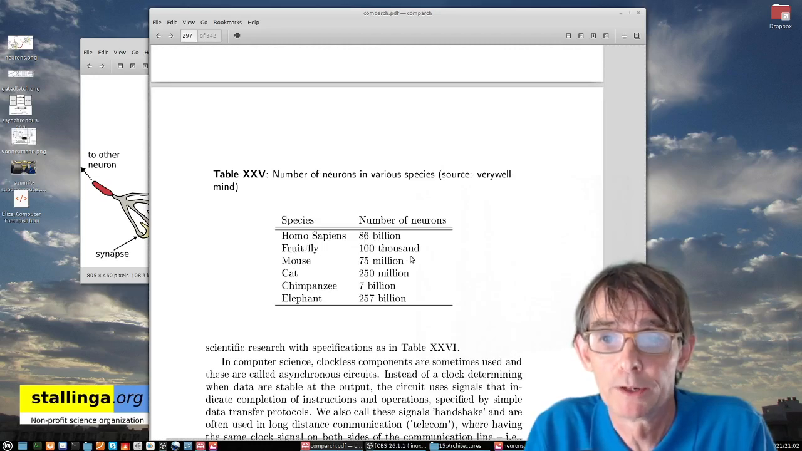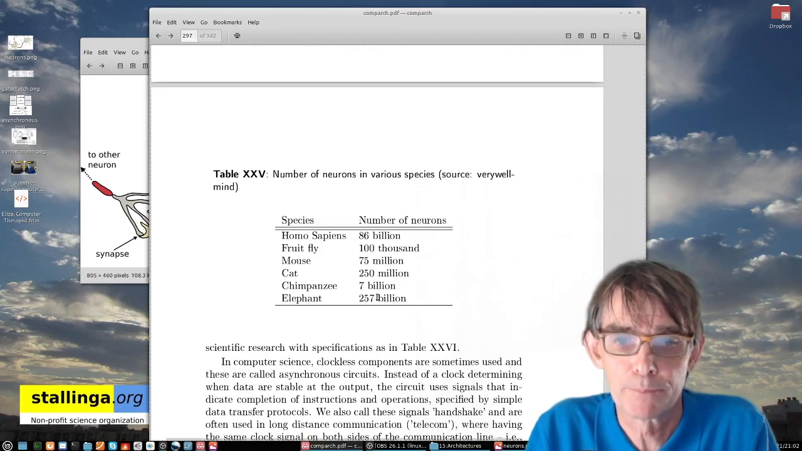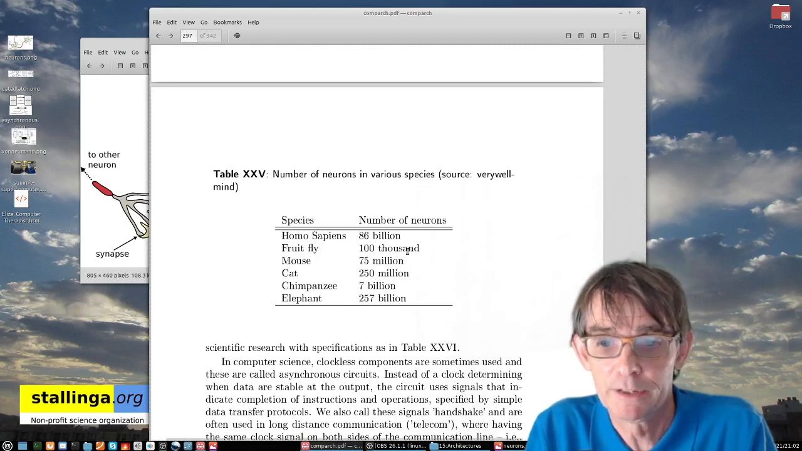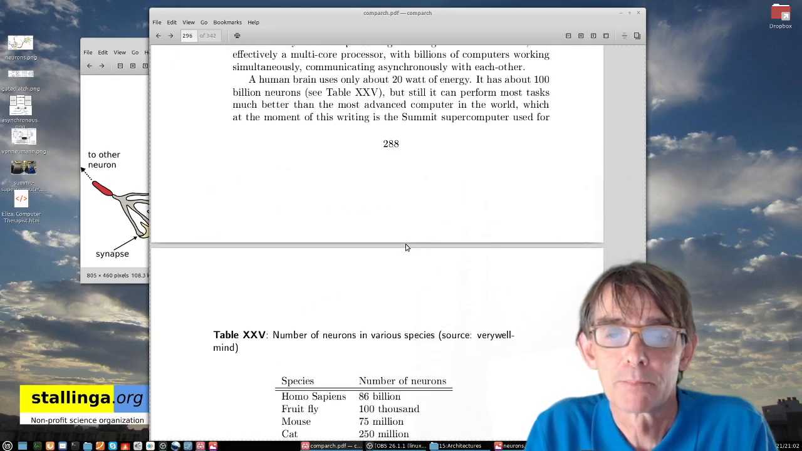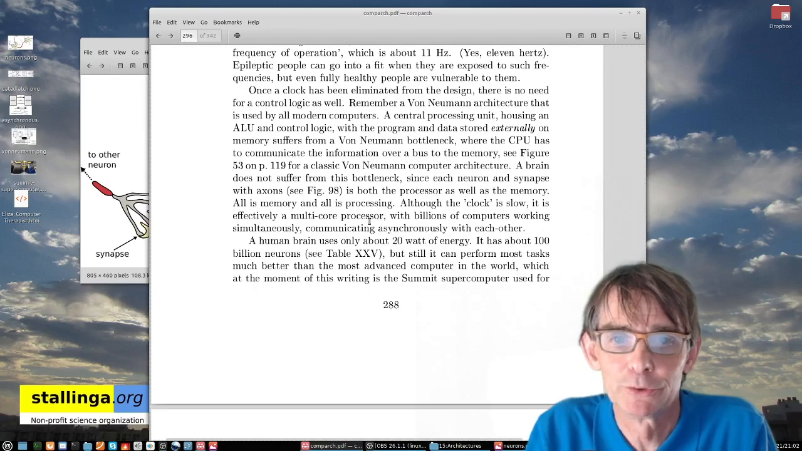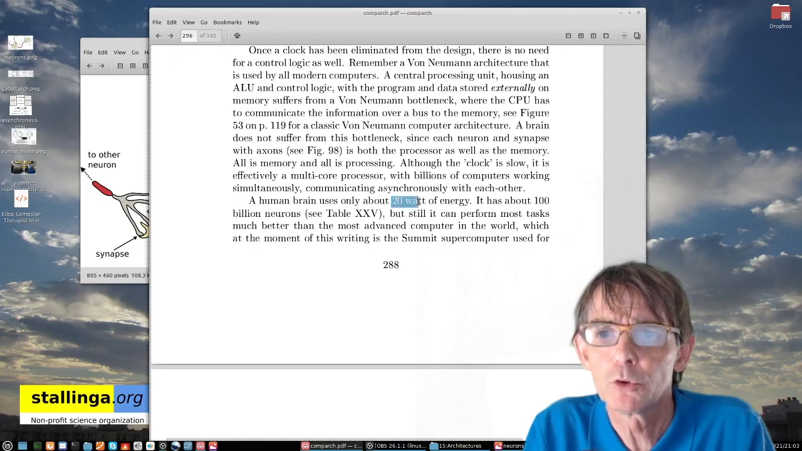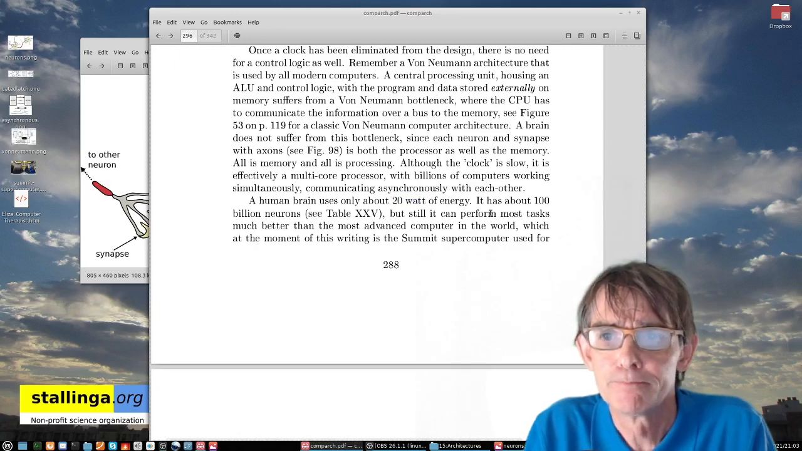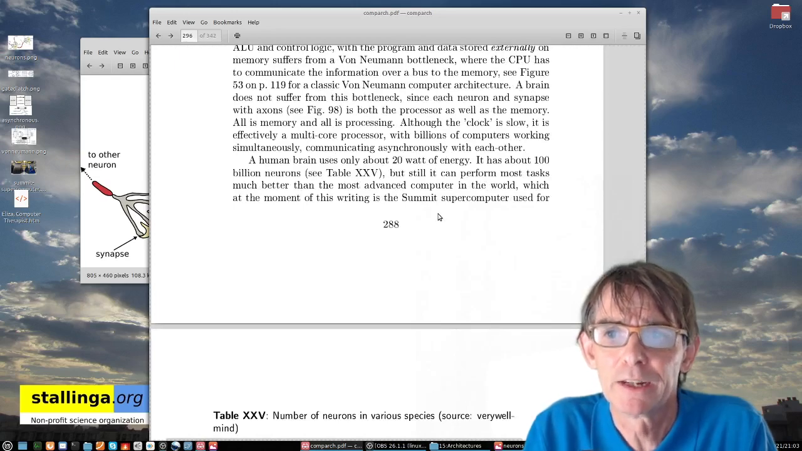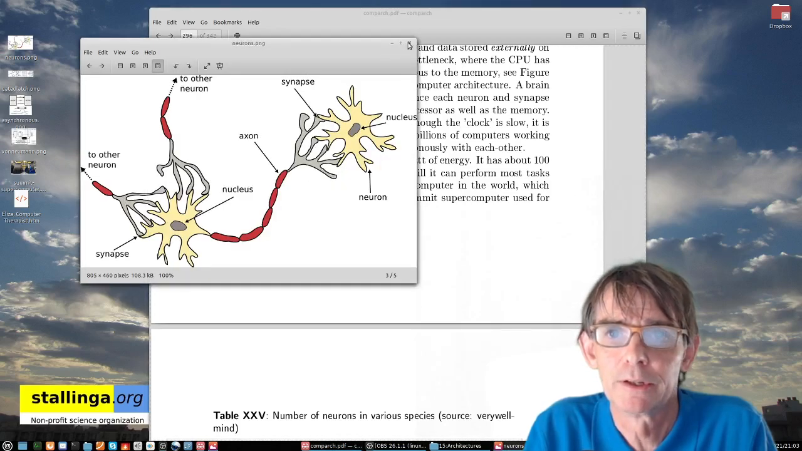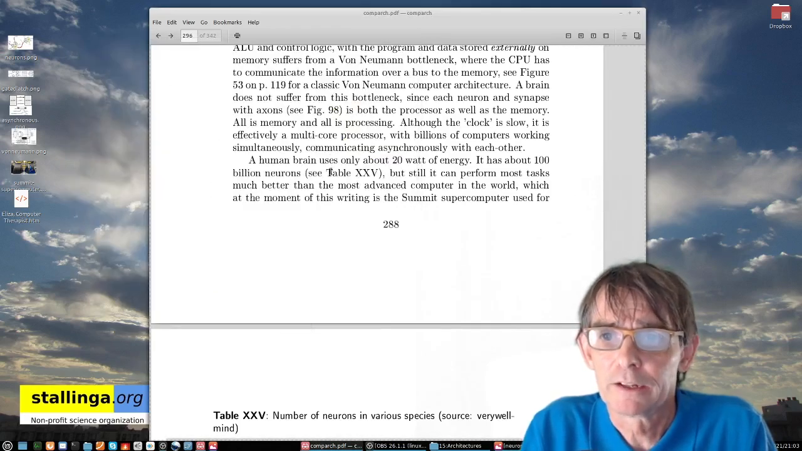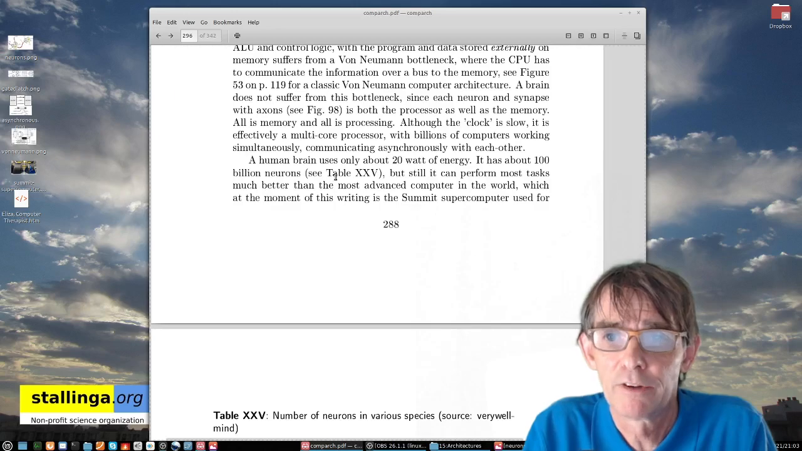To compare, a fruit fly has 100,000, so much less, a mouse 75 million, but we are still beaten by the elephant, which has 257 billion processors, cores, you could say. But also, our brain only uses about 20 watts of energy, and still it can outperform, in most tasks, the most state-of-the-art advanced computers because of this nice distributed architecture.